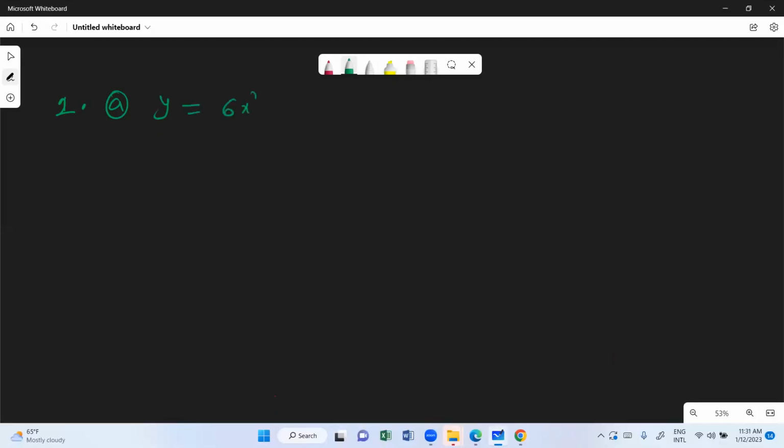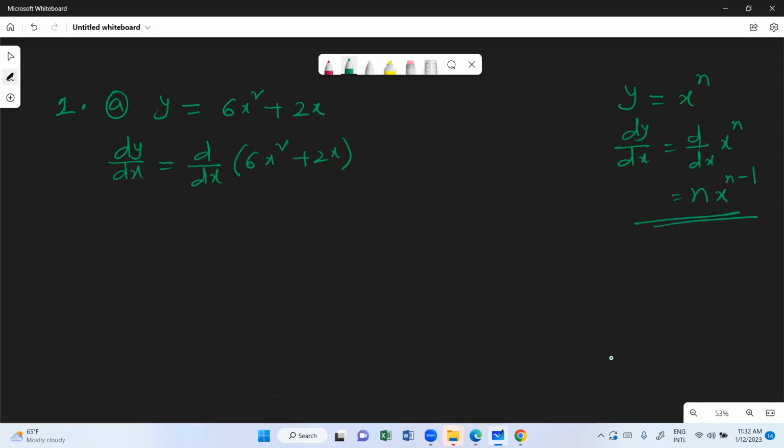Question number 2, A, y equals 6x square plus 2x. At first we will differentiate y with respect to x. So dy by dx, we will write here d by dx of 6x square plus 2x. We know the differentiation formula: if y equals x to the power n, then dy by dx, d by dx of x to the power n, n comes first, n x to the power n minus 1. This is the differentiation formula.